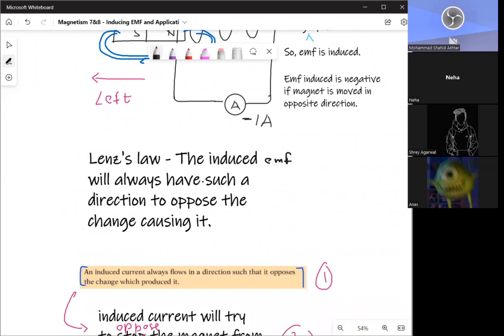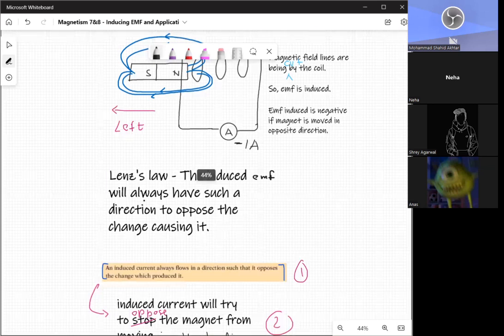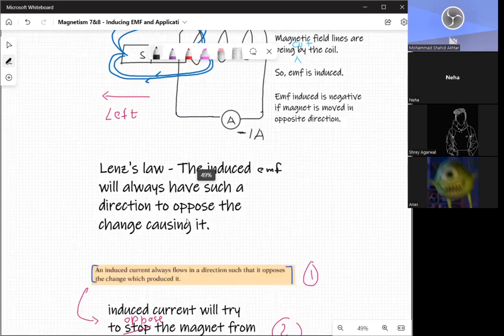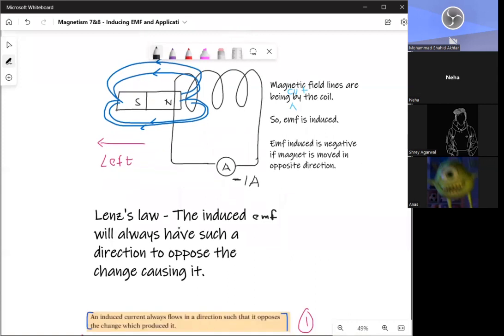Induced EMF will always have such a direction to oppose the change causing it. That is Lenz's law. Done, sir. Okay. Now, what is the meaning of this? What this means is, the flow of the current in the coil will always be in such a way as to oppose the motion of the magnet.